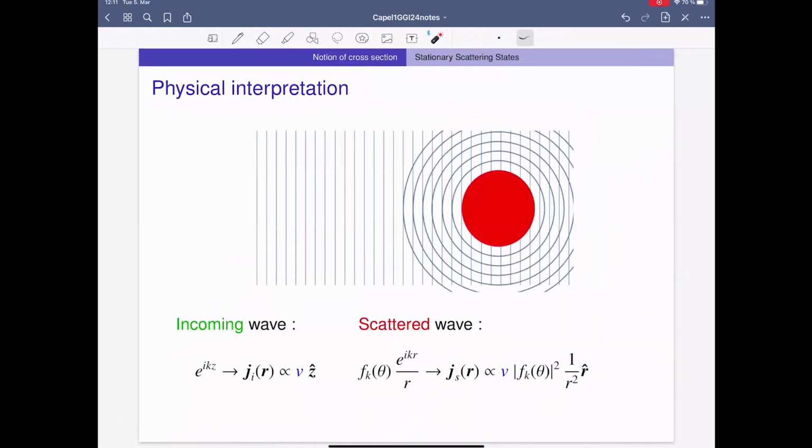So what you have is an incoming plane wave, which is e to the power ikz, and then you have an outgoing radial wave that comes out here, which depends on the angle and e to the ikr over r. That's the one that is moving outside. This is what we want to look at. All the information about the potential is encoded in this scattering amplitude, and that's what we need to measure.